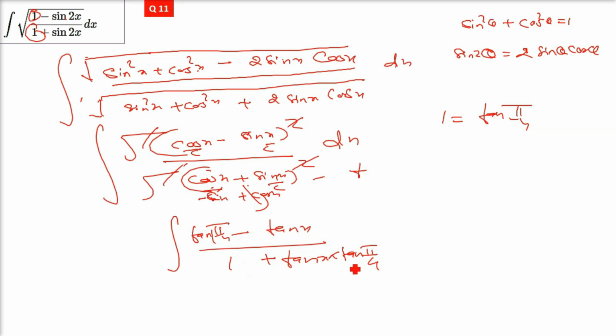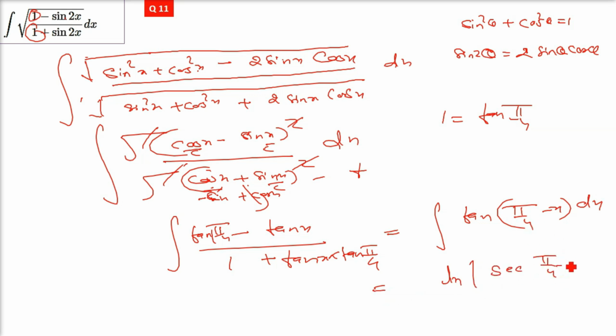Now the formula becomes (tan a minus tan b) by (1 plus tan a tan b). A is pi by 4, b is x. So tan a minus tan b by 1 plus tan a tan b becomes tan(a minus b) actually. So it's the integral of tan(pi by 4 minus x) dx. What is the integration of tan? Sin x by cos x. So cos x equals t. So log will come. So log 1 by cos x is sec x. So sec(pi by 4 minus x).